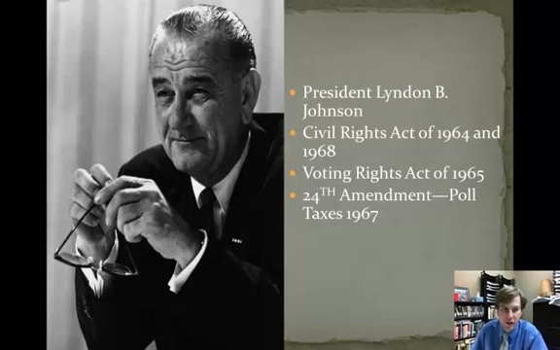Now, the President of the United States from 1963 to 1969 was Lyndon Johnson. And Johnson, from Texas, wanted to ensure that one of his legacies became civil rights. So Johnson advocated the passage of the Civil Rights Act of 1964 and the Civil Rights Act of 1968. The object of both was to end segregation once and for all across the United States in public and also private facilities. So that was the main goal of these two pieces of legislation.